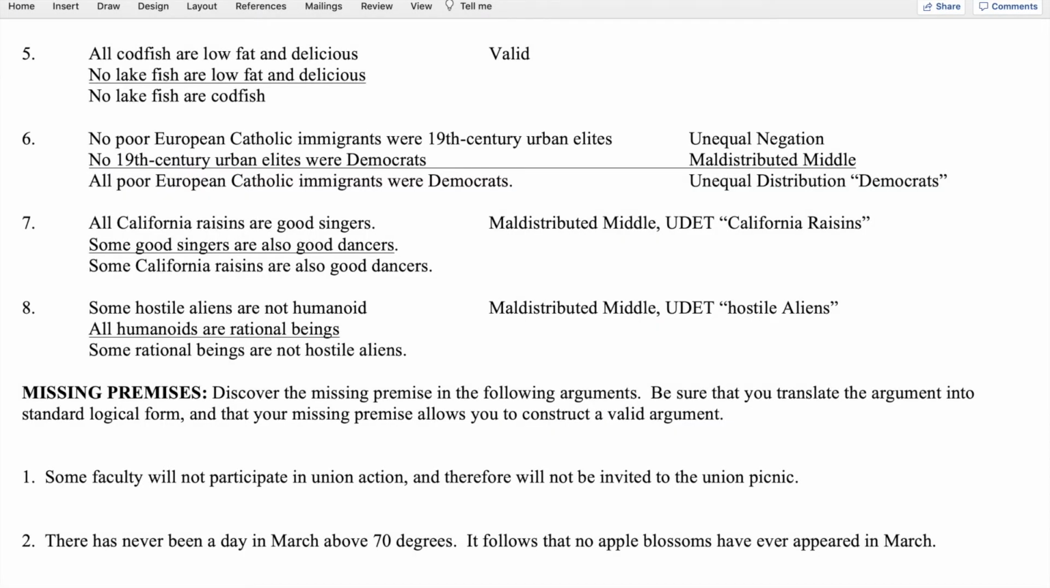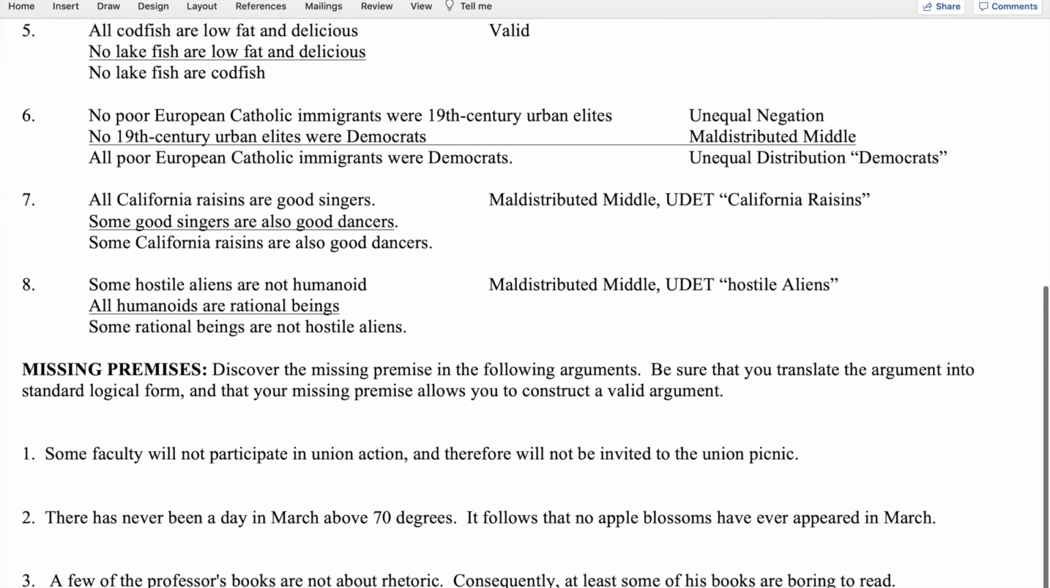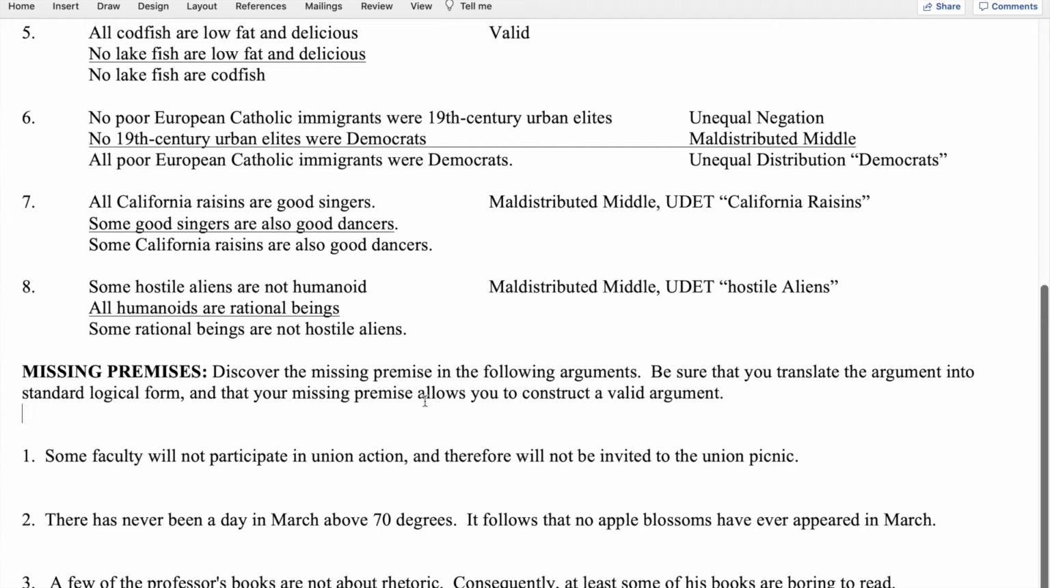So then let's take a look at the missing premise items. The objective here is to discover the missing premise in the following arguments, and be sure that you translate the argument into standard logical form and that your missing premise allows you to construct a valid argument. Okay?